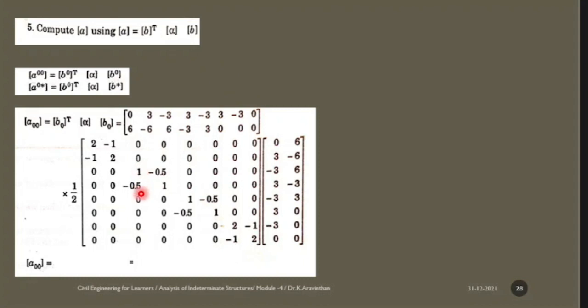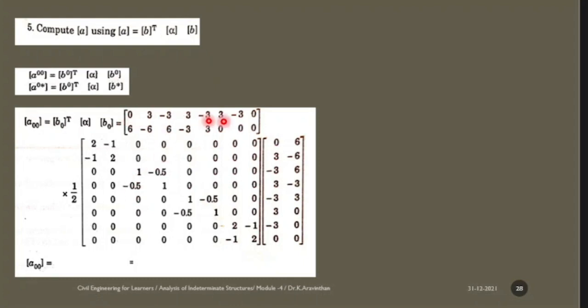Third row. Third and fourth rows are only active. You can multiply with these two only. So minus 3 into 1 will be minus 3, and 3 into 0.5 is how much? Minus 1.5. So minus 3 minus 1.5 will be minus 4.5.